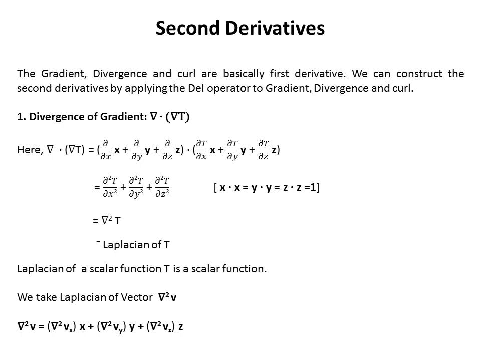We take Laplacian of a vector quantity also. So we have del square v is equal to del square vx into x plus del square vy y plus del square vz z. Each component we have a Laplace term.